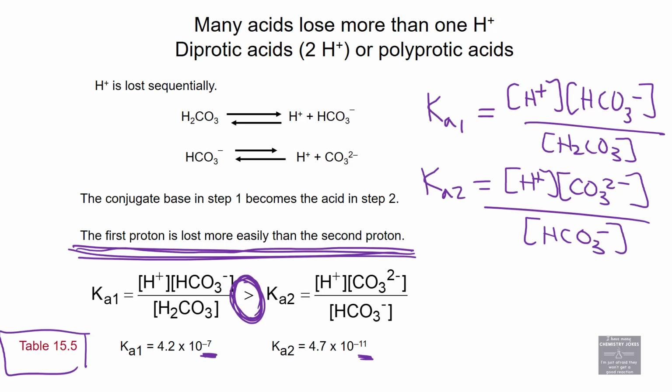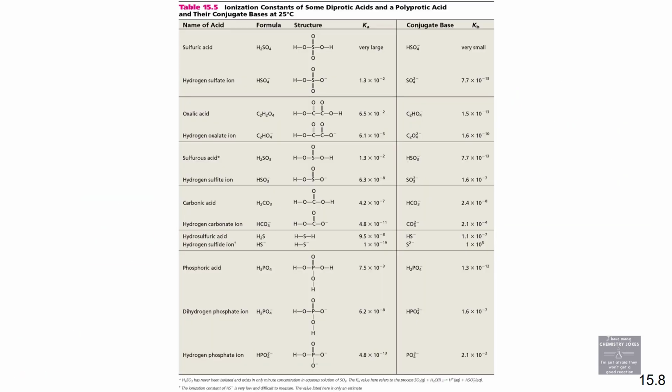Table 15.5 from your textbook is here, and it has lots of diprotic and polyprotic acids. Sulfuric, I've already said, is one. It's got a very large Ka because it's considered strong for losing its first H, and then its second H is actually lost reasonably easily.